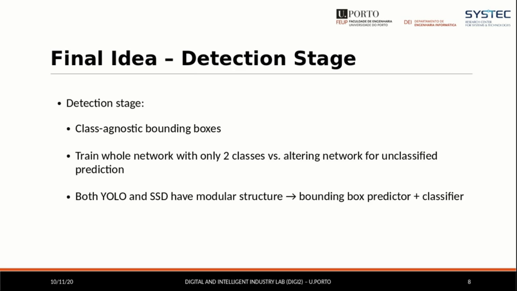The good news is that the top two deep learning models for object detection, YOLO and SSD, use a similar modular structure. They are composed of a bounding box predictor and then an object classifier applied to the prediction. So ideally, we can only use the bounding box predictor and remove the classifier portion of the network. This also has the benefit of reducing processing time.